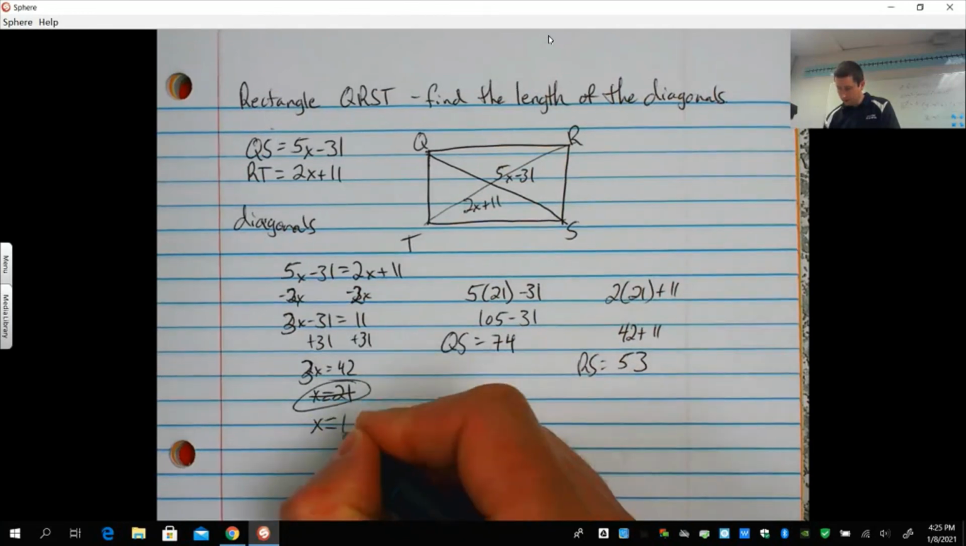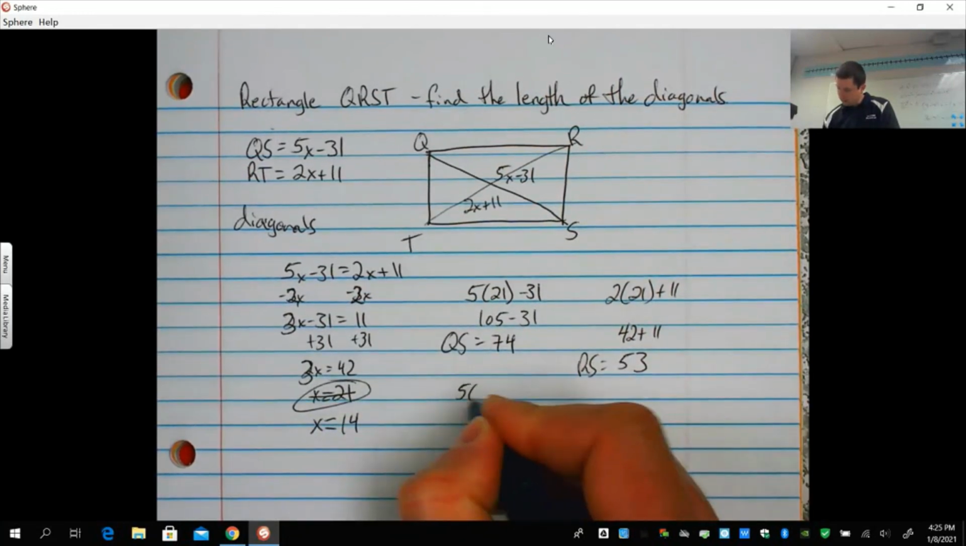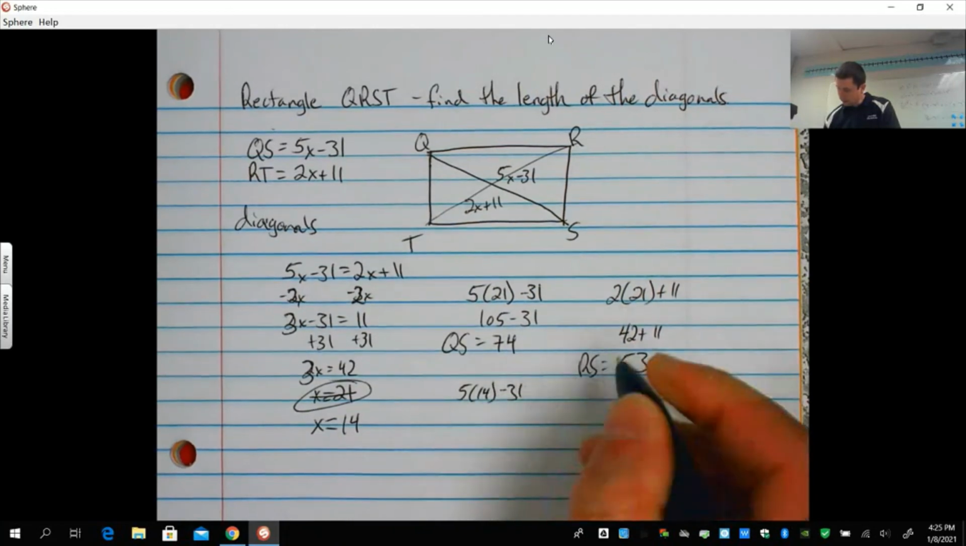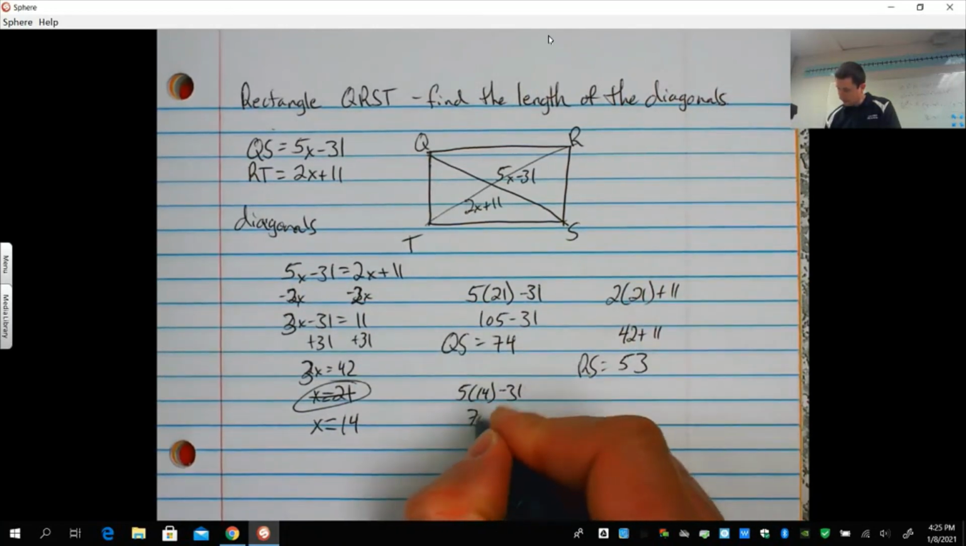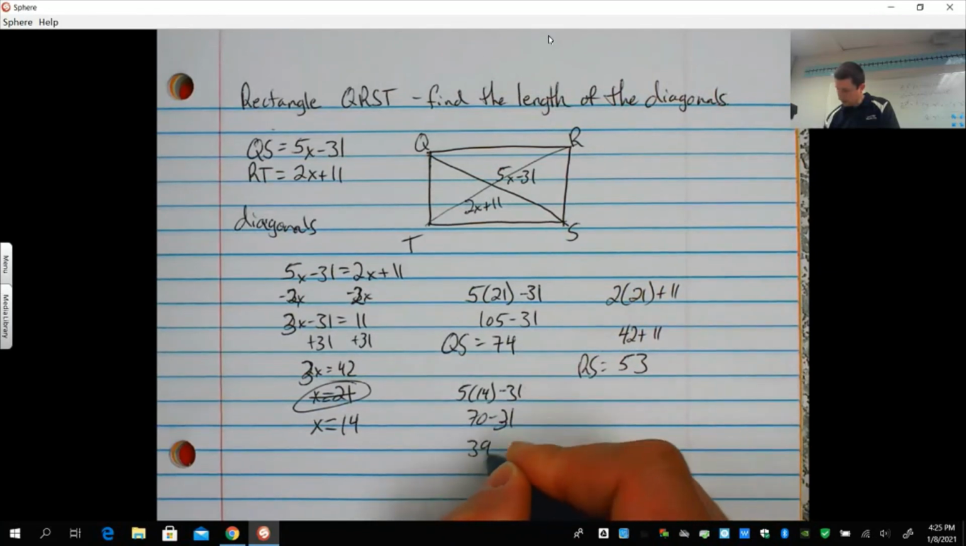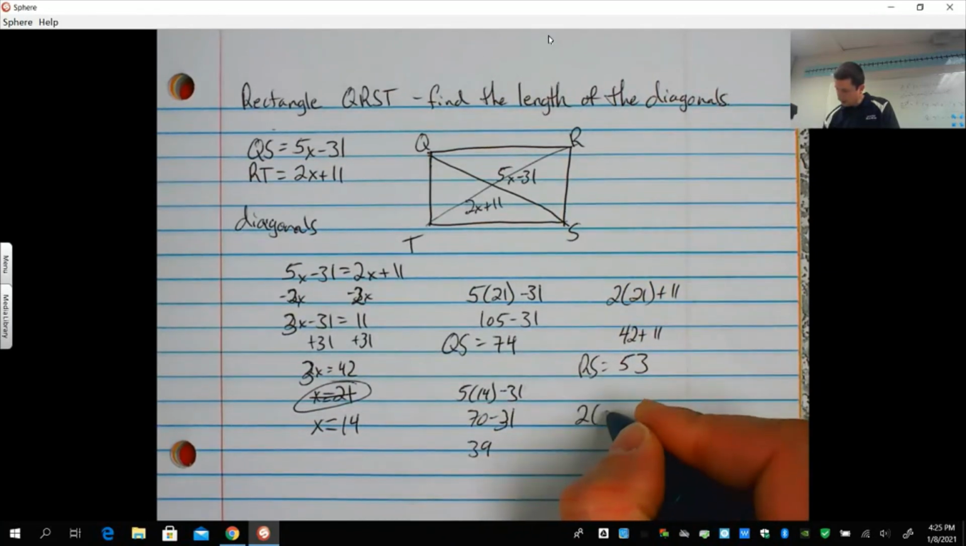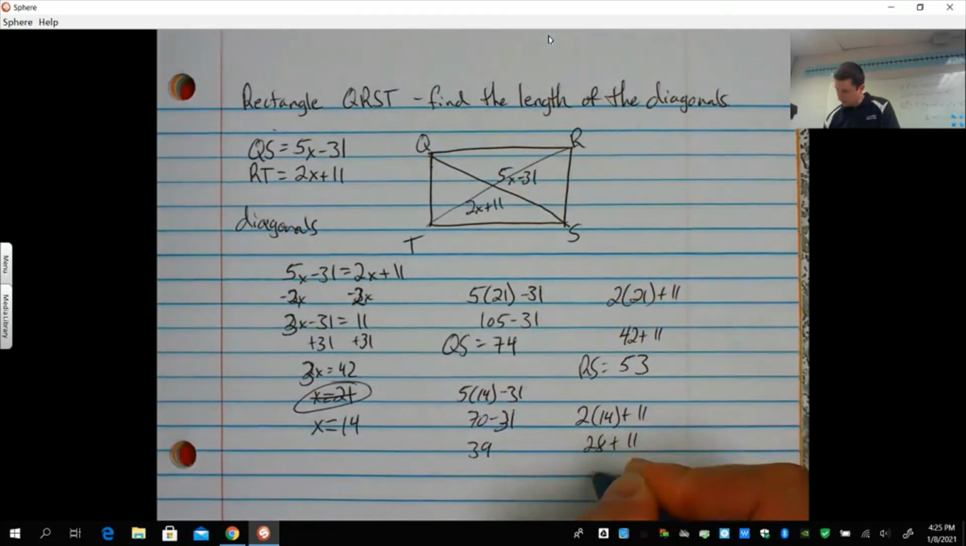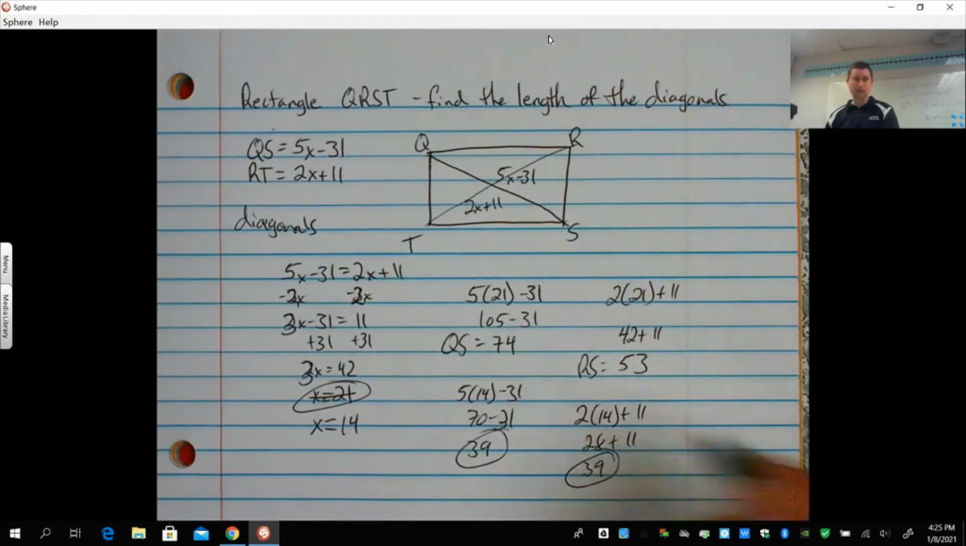So let's try that. 5 times 14 minus 31. That'd be 70 minus 31, which is 39. 2 times 14 plus 11. That's 28 plus 11, so that's 39. So they're both 39, length of 39. There we go, we got it. Sometimes I make mistakes too. We just go back and try to fix what we did and keep moving from there.